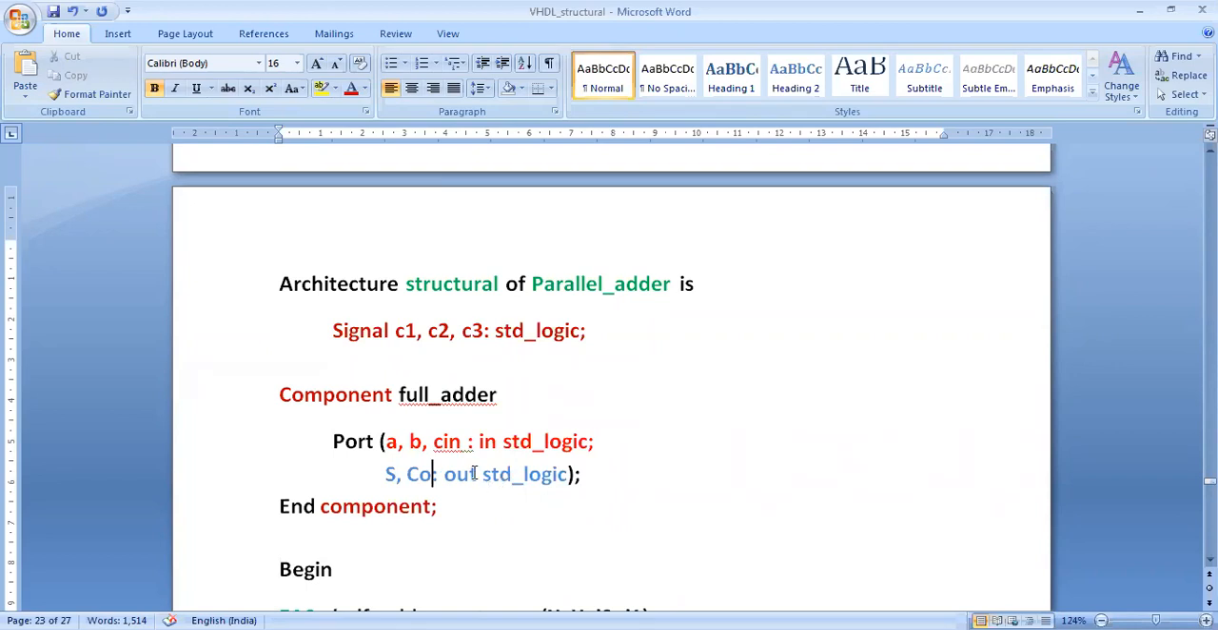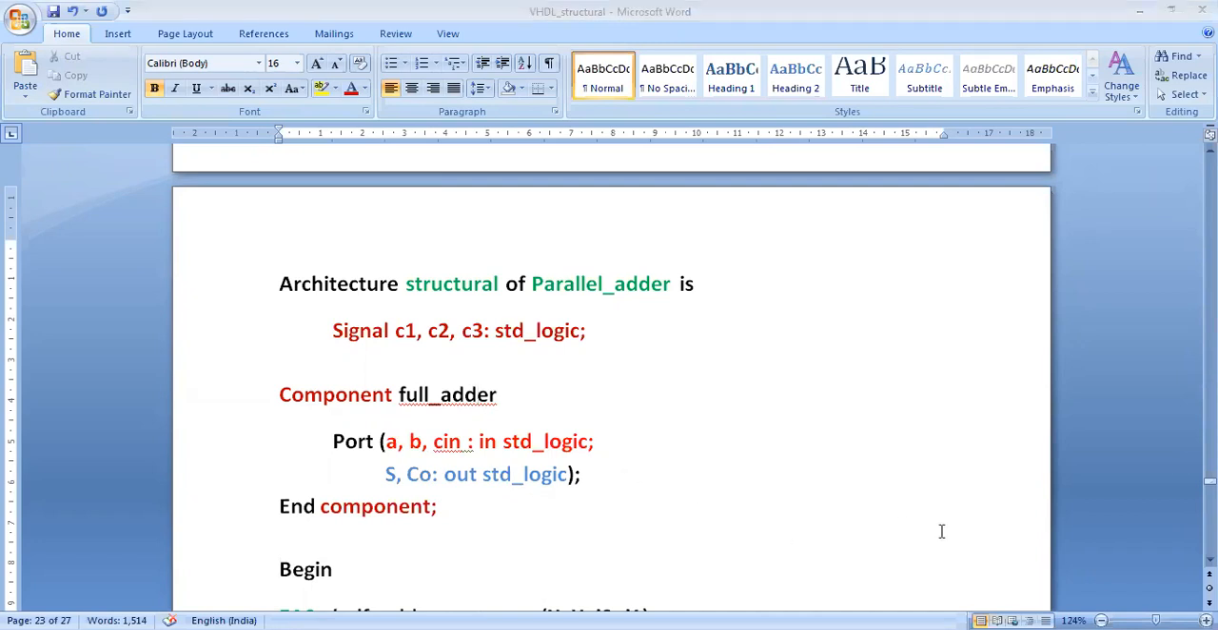Actually, it is a separate program. We are considering the entity of that full adder as a component in our structural modeling. Do you understand this point? So the full adder is a separate VHDL code, but we are considering the entity of the full adder as a component in the structural modeling. So that's why see, you will get: component is a keyword and full adder is the entity name. It must be the same, and you have to take the same input sequence and outputs and then end component. So do you understand this?